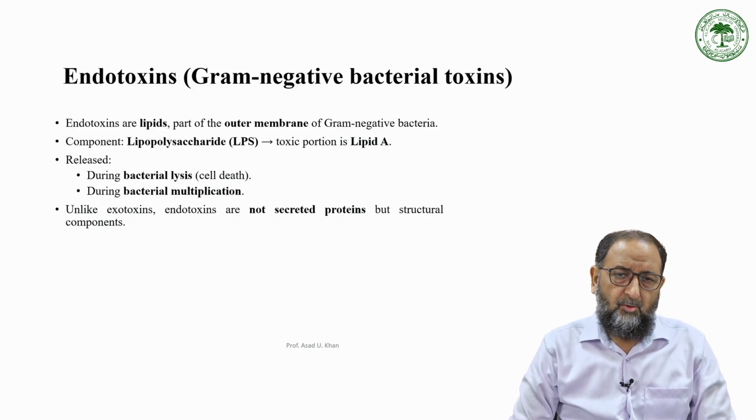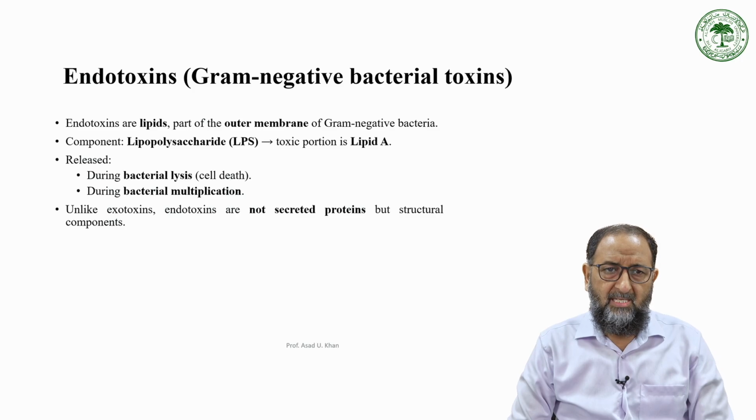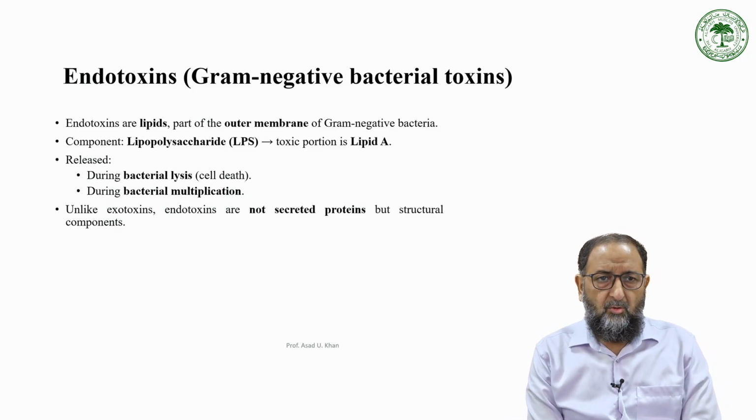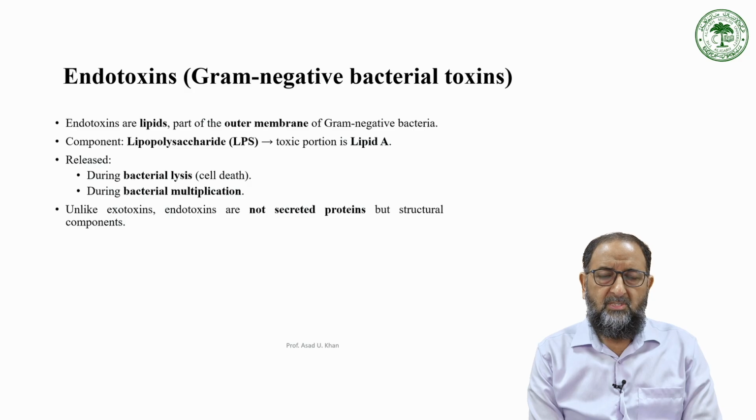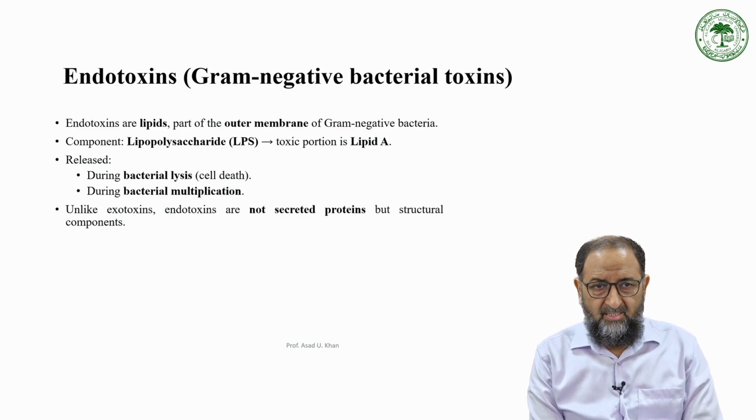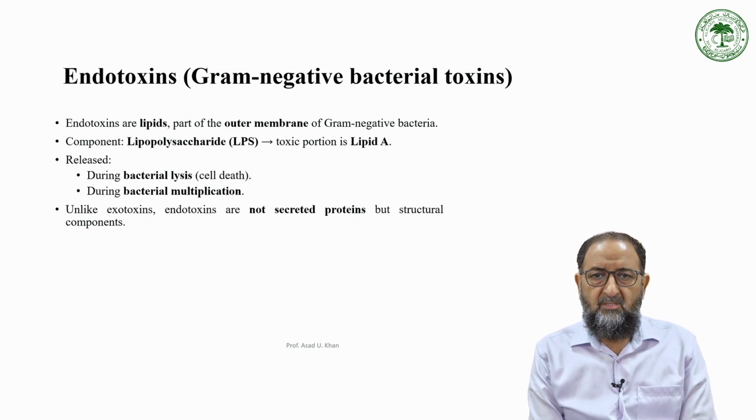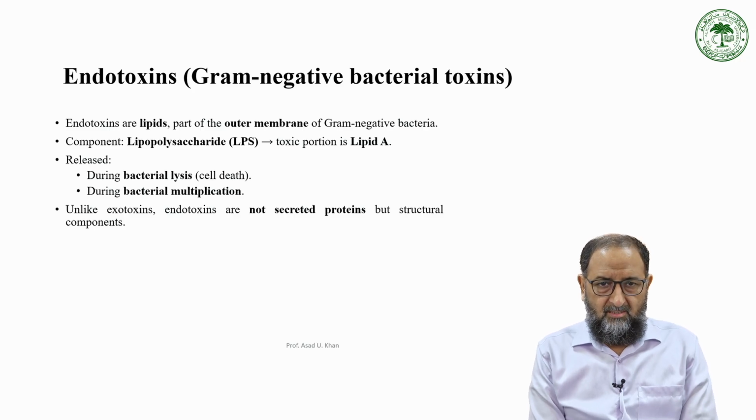Of the toxins, you have two types: endotoxins and exotoxins. Endotoxins are generally gram-negative bacterial toxins, where the endotoxins are lipids, part of the outer membrane of gram-negative bacteria, and the components are lipopolysaccharide. The toxic portion is the lipid A component. It is released during bacterial lysis. So cell death is caused by the endotoxin.